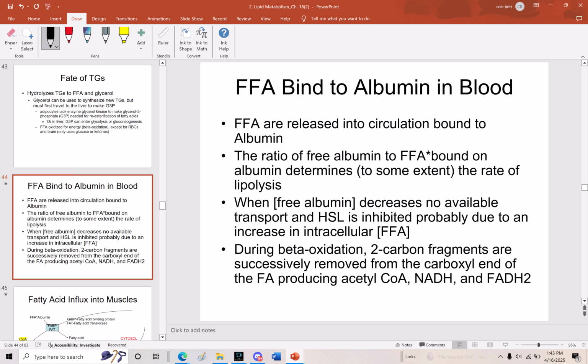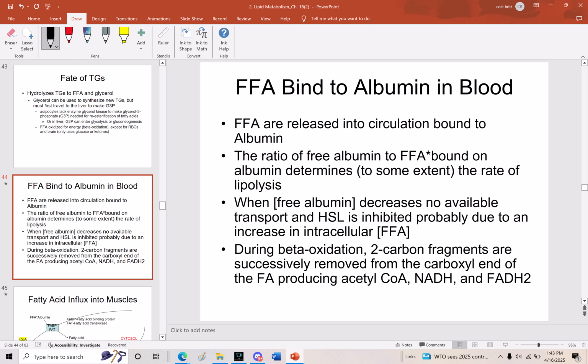And keep in mind, this might limit the amount of free fatty acids because you can't put them in the blood unless you bind them to albumin. So if the concentration of albumin decreases and there's no more transport, then that will also limit the ability of hormone-sensitive lipase. So hormone-sensitive lipase will not work as well when all the albumin is taken up. If there's no more free albumin, then hormone-sensitive lipase will decrease its activity, because why pull off more fatty acids if they can't be carried to the tissues?